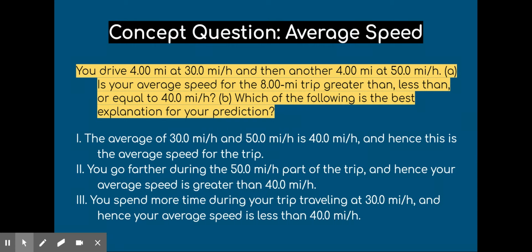Another concept question. This time we are going to consider that you are driving 4 miles at 30 miles an hour, and then you drive another 4 miles at 50 miles per hour. We want to know if your average speed for the 8-mile trip is greater than, less than, or equal to 40 miles an hour. And then what is the best explanation for that prediction?